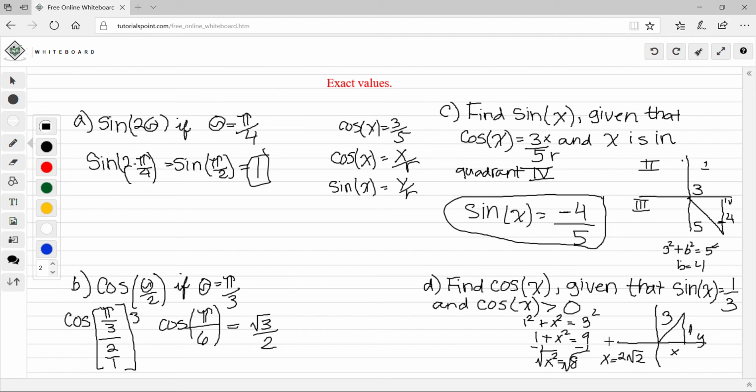So we want to know, what is cosine of alpha? Cosine of alpha is x over radius. So we know that our x value is 2 root 2, and then we know our radius is 3. So this is our final answer. Cosine of alpha is 2 root 2 over 3.